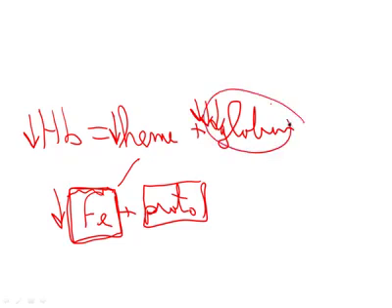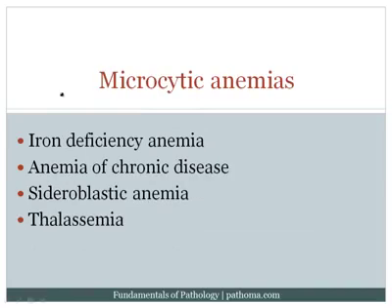Obviously, decreased production of the globin chain would result in decreased hemoglobin, and decreased hemoglobin would result in a microcytic anemia. So actually, this is not hard if you understand a little bit of basic biochemistry. And there really are four major causes of microcytic anemia: iron deficiency anemia, anemia of chronic disease, sideroblastic anemia, and thalassemia. Now that's the global picture that you have to have sort of in your mind.